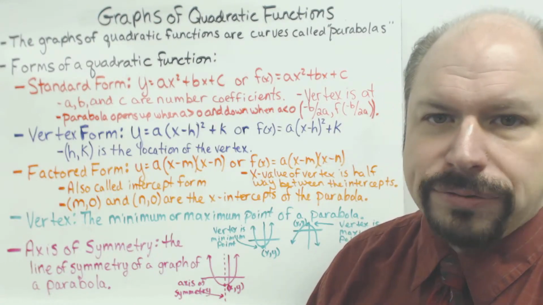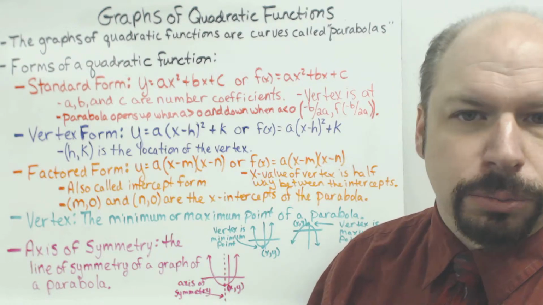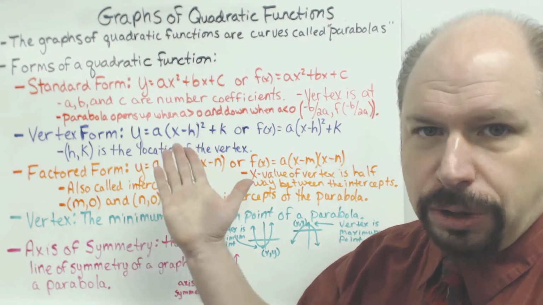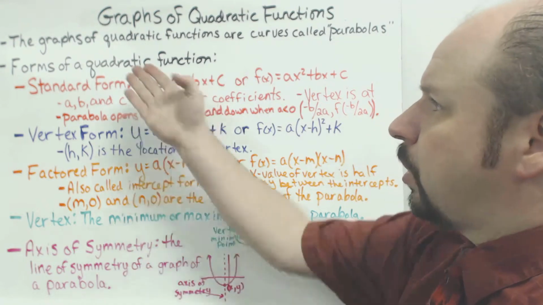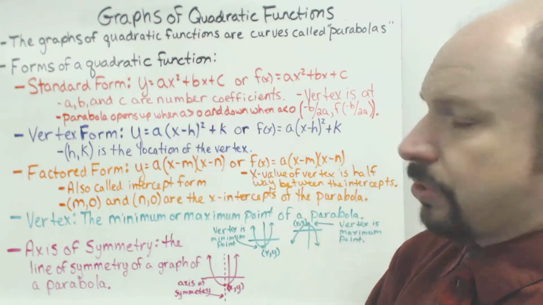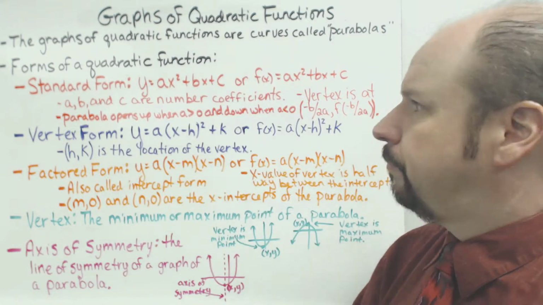Today we're going to talk about graphs of quadratic functions. Now in the previous video we talked about the three different forms of a quadratic function, and so I have those reviewed here for you today. So just remember the graph of a quadratic function is a curve called a parabola.